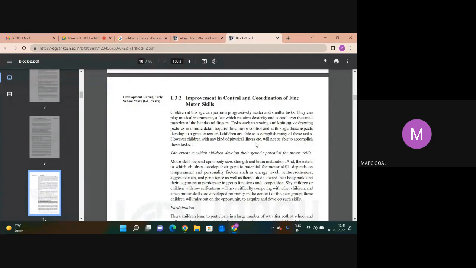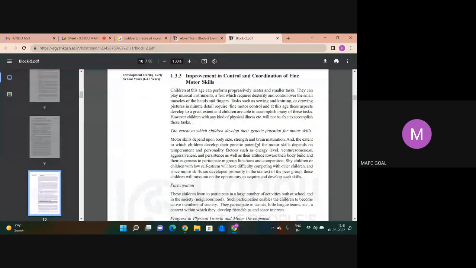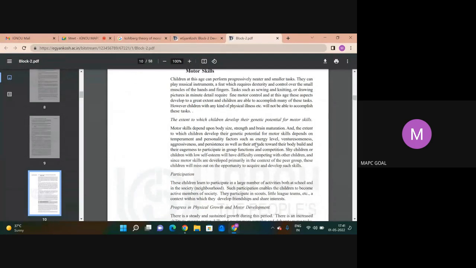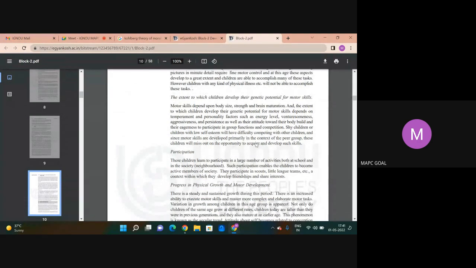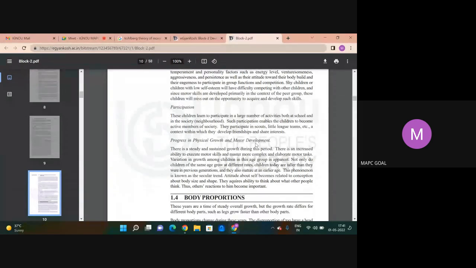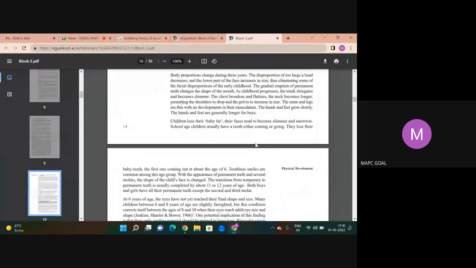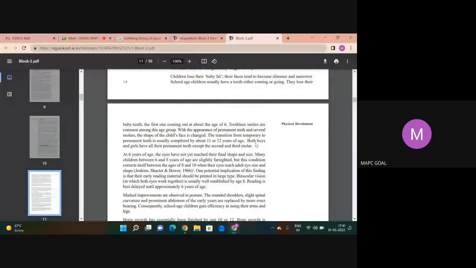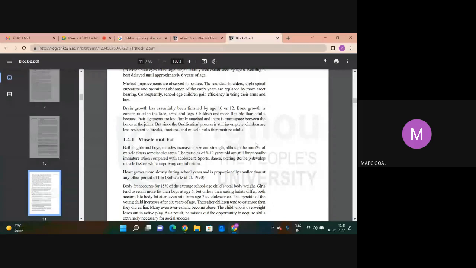Then improvement in control and coordination of fine skills: the development should take place, otherwise they'll not be able to hold a pencil, or do any other activities. So brain maturation is very important. Participation in certain sports activities is very important. So this could lead to physical growth and motor development. Then body proportion, as we talked about yesterday also, the two types of law, proximal and the other one. So all these are very important for their growth, and proper development should be done.